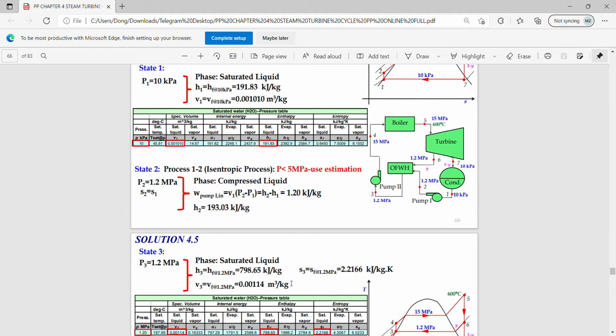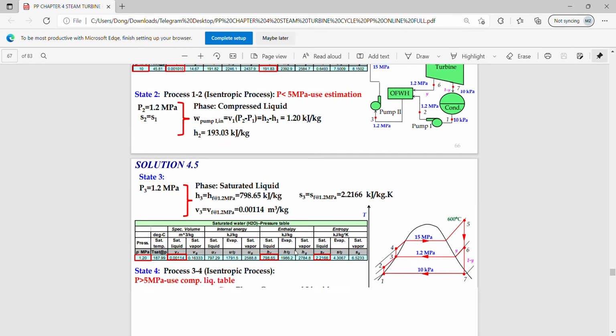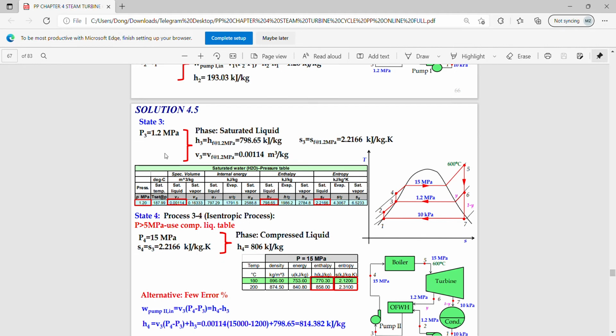So we move to state 3. P3 equal to 1.2 megapascal. The phase is saturated liquid. So we need to find H3, V3 and S3. First we find 1.2 megapascal, so we can get VF, HF and SF.